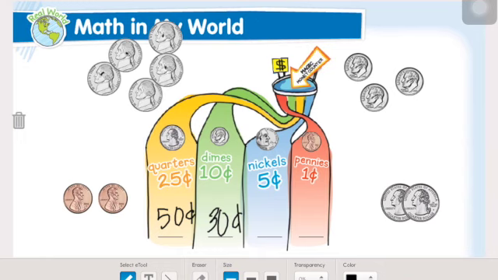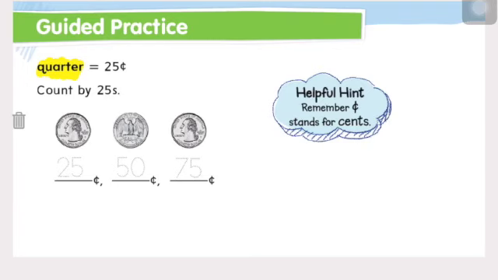And then we have 1, 2, 3, 4, 5 nickels. So we're going to count by 5s. 5, 10, 15, 20, 25. And last but not least, we have 1, 2 pennies, which is 2 cents.